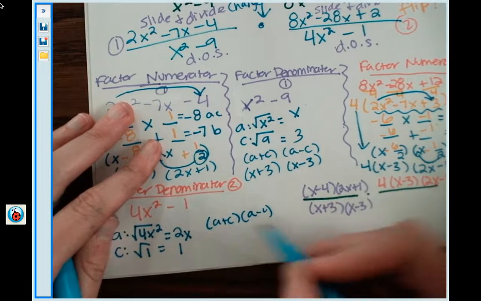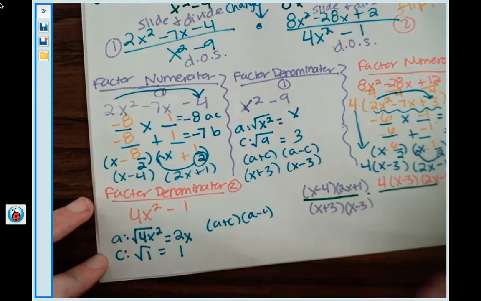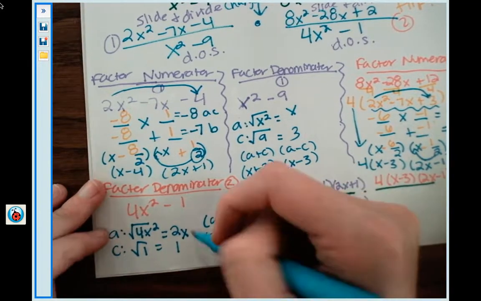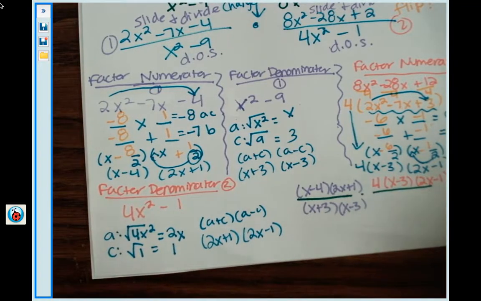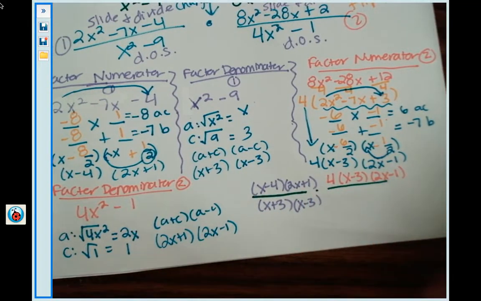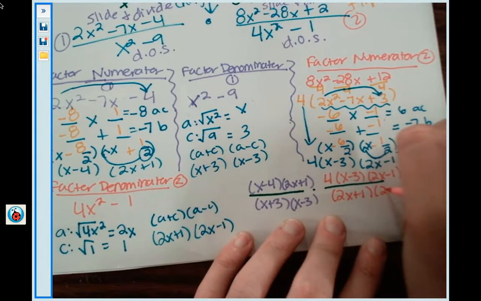Okay, so then I just add them and subtract them, and I'm done. So I do my a term plus c term, so 2x plus 1, and then my a term minus my c term, so 2x minus 1. Bam, that guy is factored. So I'm going to write all my factors in the denominator. So we got 2x plus 1 and 2x minus 1.